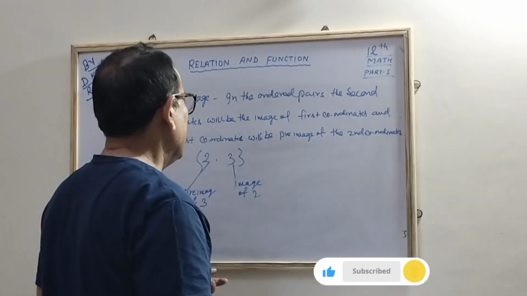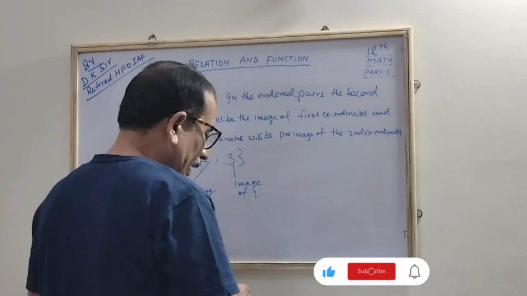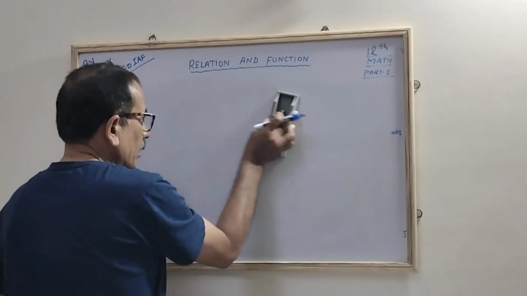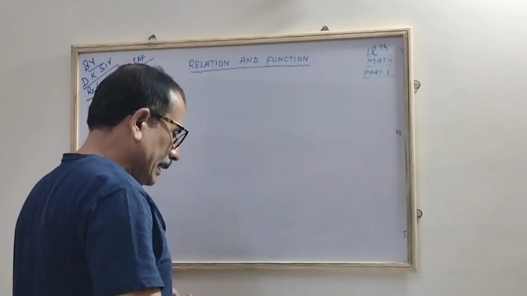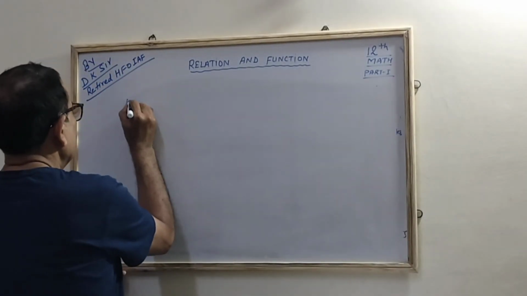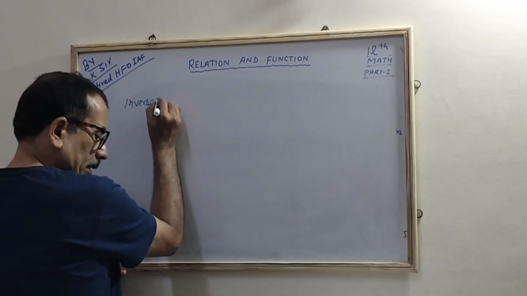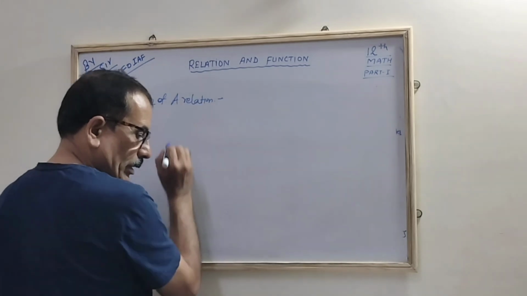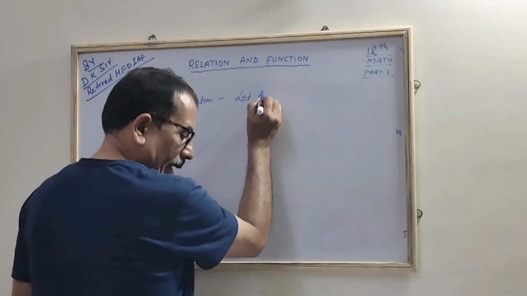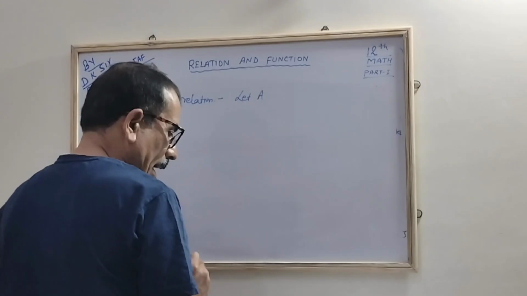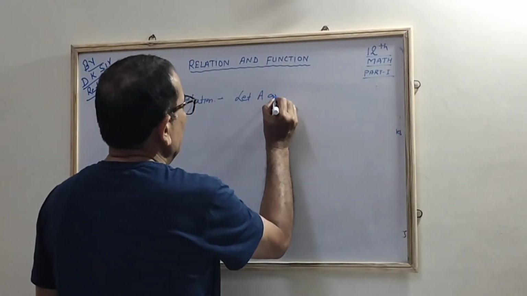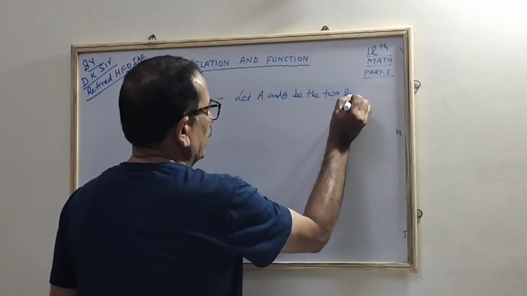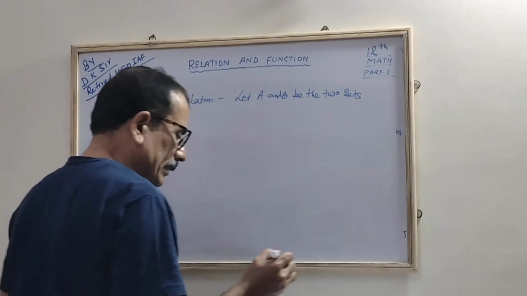Now the next term is the inverse of a relation. Correct? The inverse of a relation. Let A and B be two sets. Correct? A and B are the two sets.